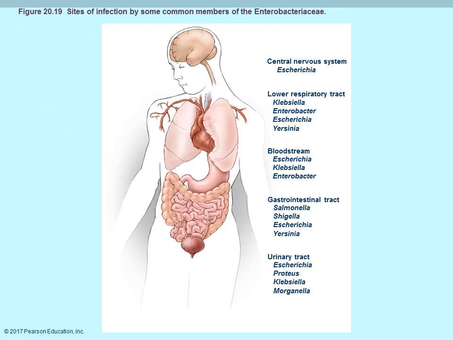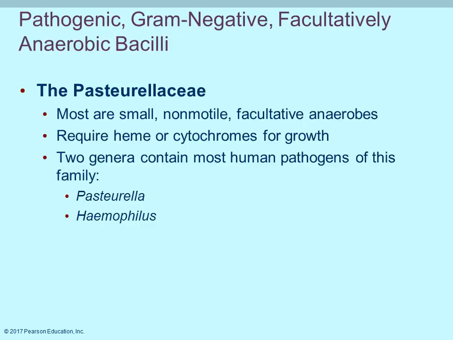So for the family of the Anaerobacteriaceae, you can see it does affect several different systems. Once again, put it in the wrong location and it becomes opportunistic.